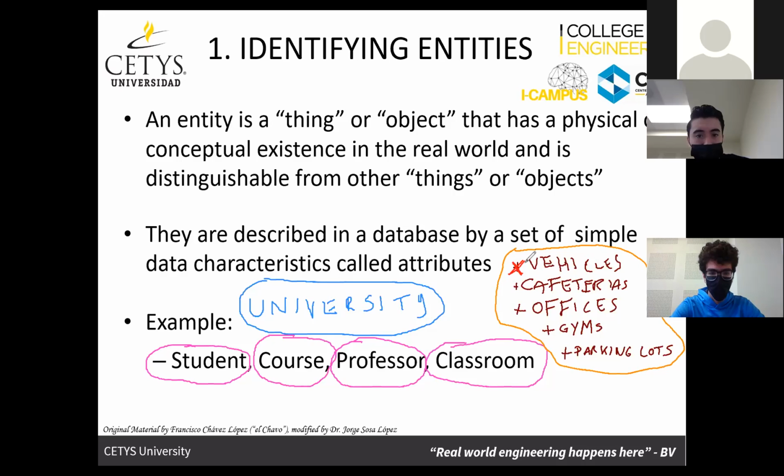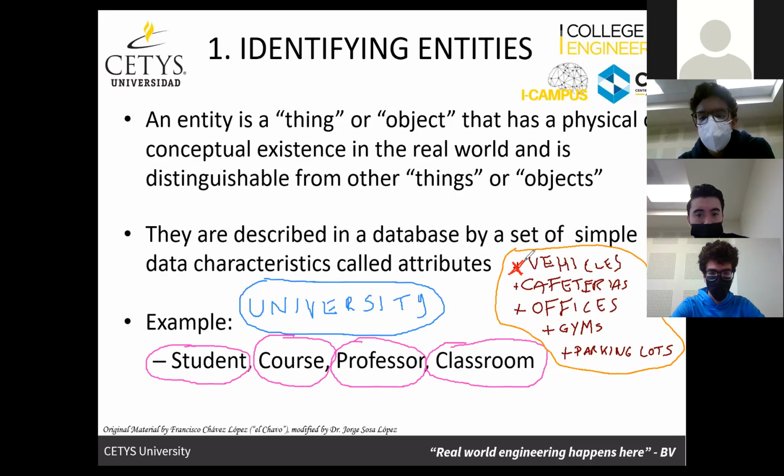Alejandro, cafeterias. CETIS has, I don't know, how many? One, two, three or four cafeterias. Would the cafeterias make sense? Or would I need to include that in my system? Yes, no, and why? Yes, to keep track of their food and ingredients they have.